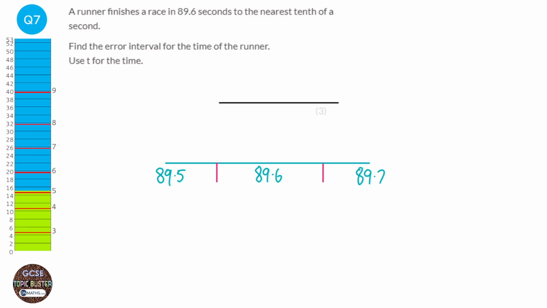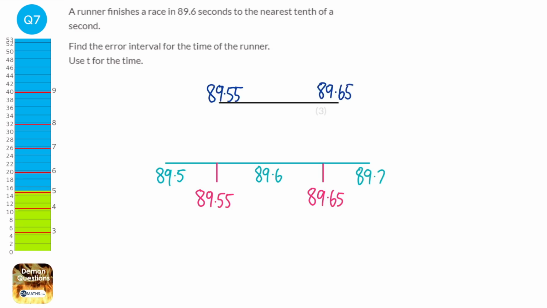So halfway between 89.5 and 89.6 is 89.55, and halfway between 89.6 and 89.7 is 89.65. So those are going to be our lower and upper bounds. But how do we show it as an error interval? Well, we put t in the middle because it tells us that t is representing the time, and we show it with inequalities. Now, the number can be 89.55, but it can't be 89.65 because that would round to 89.7. So we say everything that's less than but not equal to.